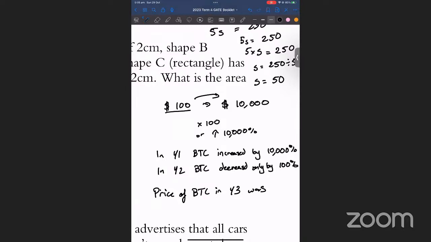So it started off with $100. In year one, it increased by 10,000%. Year two, it decreased by 100%. So what is the price of Bitcoin in year three?